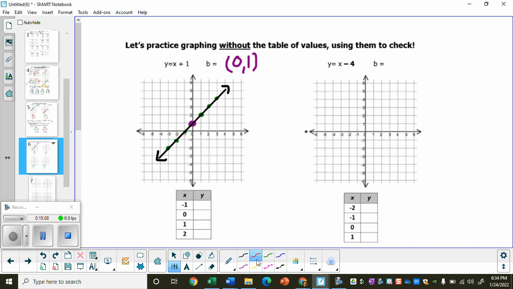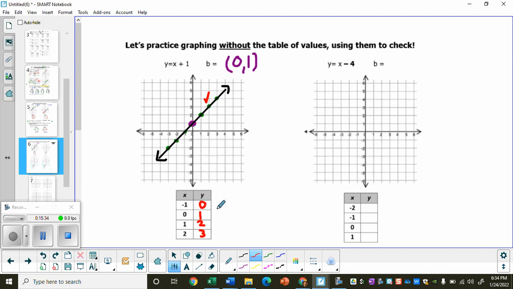Now, if we want to check, let's just check real quick. If I were to do a 2 plus 1, in the table of values, 2 plus 1 should be a 3. And let's make sure the ordered pair 2, 3 is there. If I go over 2 and up 3, it is on my line. Now, if I do 1 plus 1 in the table of values, 1 plus 1 should be a 2. 0 plus 1 is 1. Negative 1 plus 1 is 0.